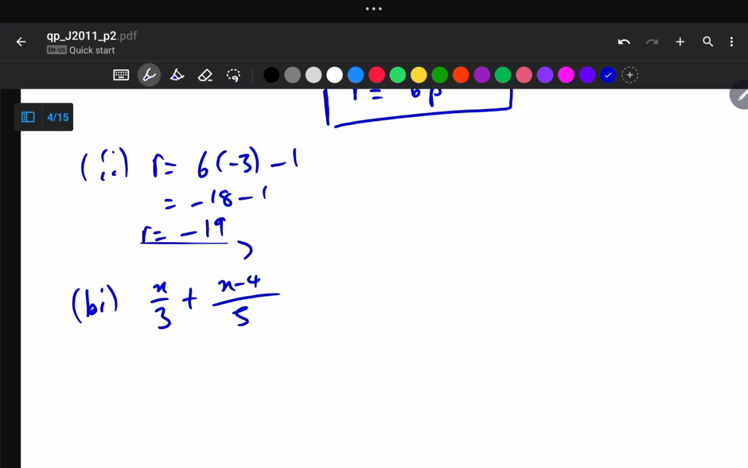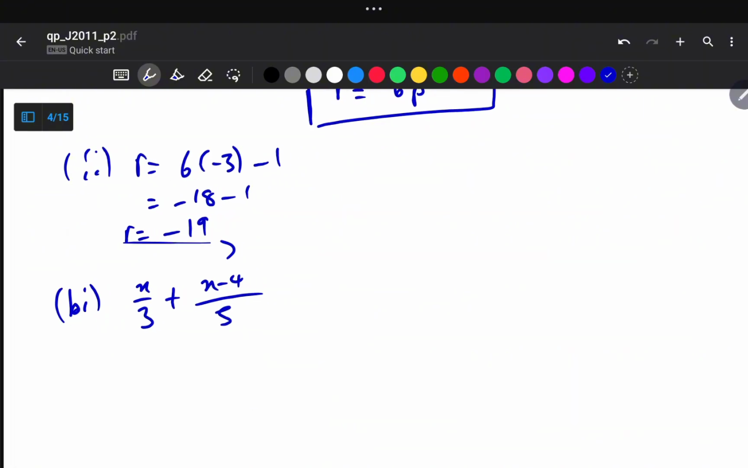So to combine these two fractions, x over 3 plus (x minus 4) over 5 as a single fraction, the first thing we need to do is to look for the lowest common multiple, the common denominator. In this case, our common denominator is 15. So we can now say 3 into 15 is 5, so it is 5 by x, plus 5 into 15 gives us 3, so it is 3 by (x minus 4).